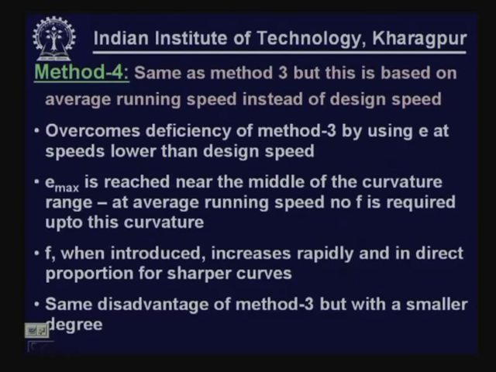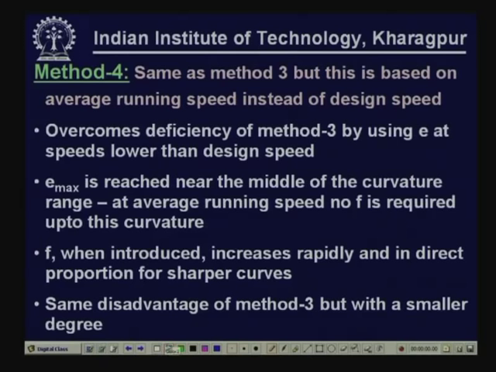Now, this overcomes the deficiency of method 3 by using E at speeds lower than the design speed. Obviously, if instead of design speed, the running speed is used, then for running speed, maximum super elevation will reach later, near the middle of the curvature range. If V is the design speed, then quickly this Emax will reach, because of the higher value of the speed. But if the average running speed is used, then Emax will reach later, in the middle of the curvature range.